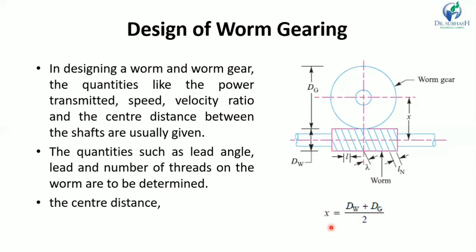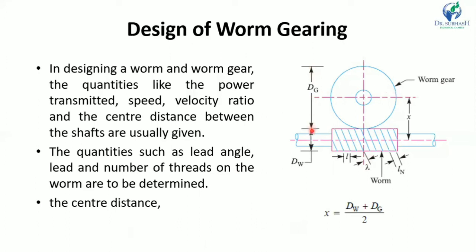Now, next is the design of worm gearing. In designing a worm and worm gear, quantities like the power transmitted, speed, velocity ratio, and center distance between the shafts are usually given. The quantities such as lead angle, lead, and number of threads on the worm are to be determined. In order to determine a satisfactory combination of lead angle, lead and center distance, we have to find the center distance x.